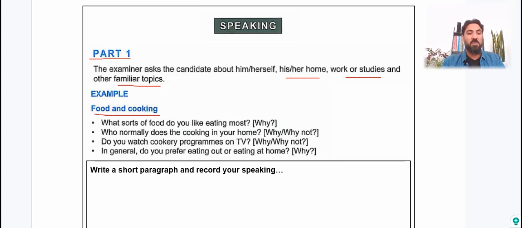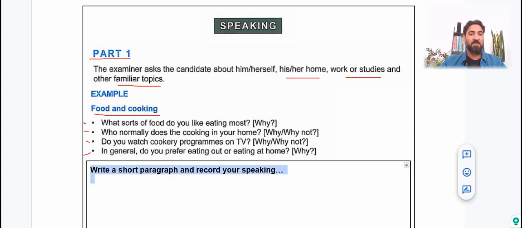For example, what sort of food do you like eating? Who normally does the cooking in your home? Do you watch cookery programs? And in general, do you prefer eating out or eating at home? So again, this is just the practice section for my classes. In the exam, you do not have this part.